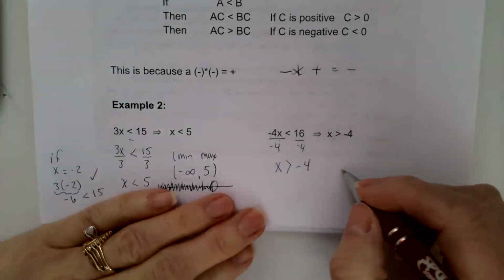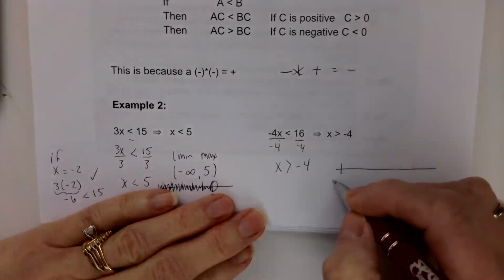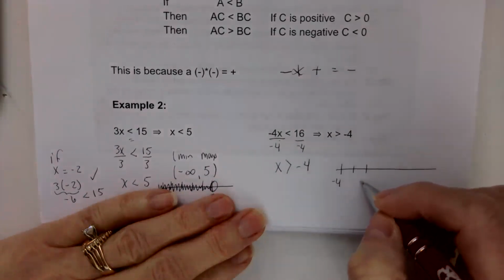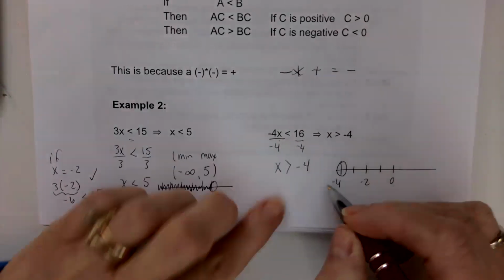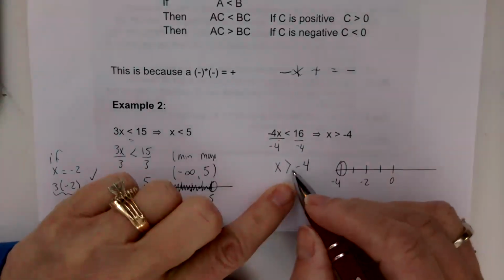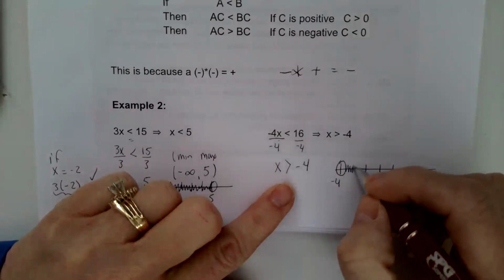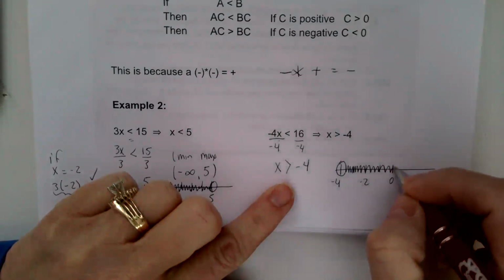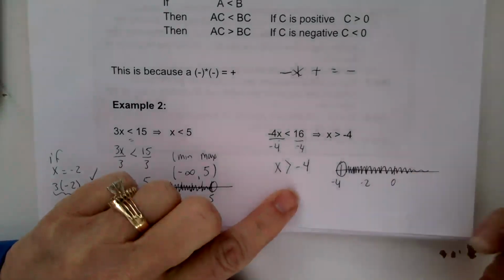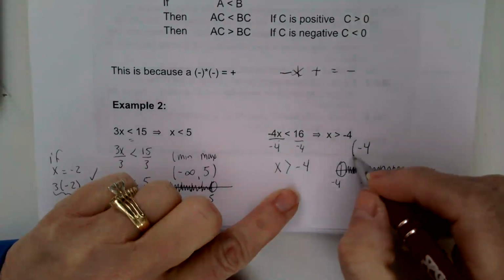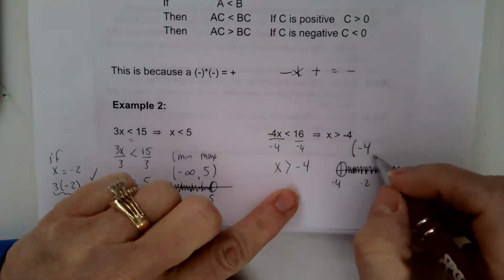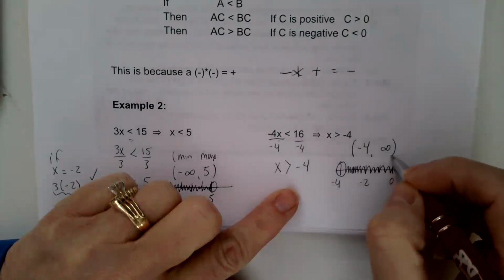So let's draw a number line to this. So let's say we have -4, -3, -2, -1, 0. So again, an open circle at -4 because we don't have an inclusion symbol. And we're saying everything greater than -4 is true. And so that means my minimum value is -4 with an open parenthesis, and my maximum value is positive infinity.